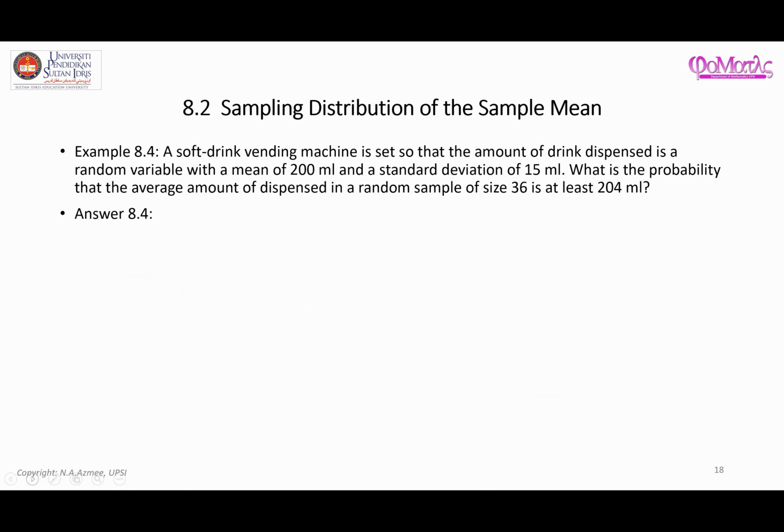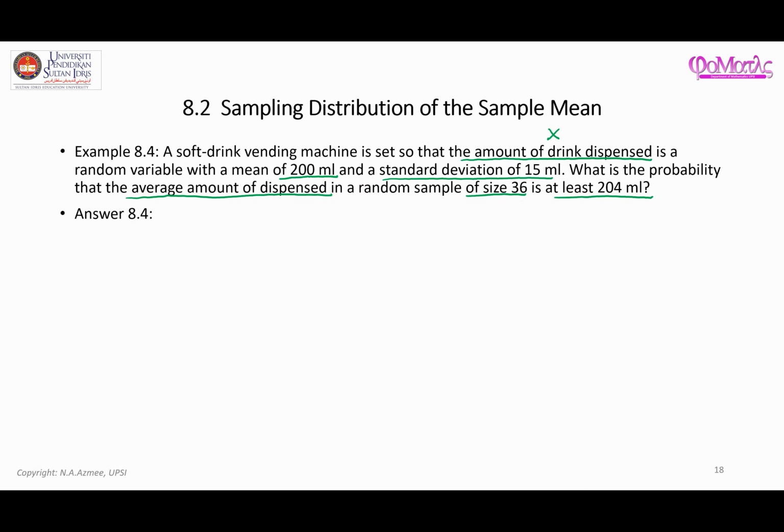Right, let's look at the example. Here we have a soft drink vending machine that is set so that the amount of drink dispensed is a random variable. So the amount of drink here is a random variable, I'm going to call it x. It has a mean of 200 ml. So this is the mean of x, or expected value of x. Standard deviation is 15.